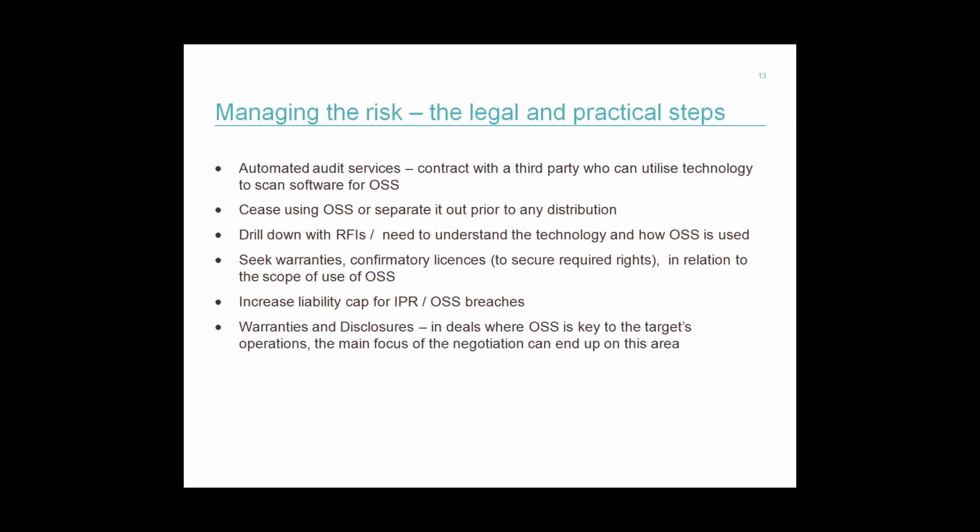Obviously, you can then put in some specific warranties or potentially indemnity protection in relation to any open source use. If you can't get that, look for things like increased liability caps, either in respect of open source breaches or a general IPR indemnity. And other than that, those are really the key ways in which you can mitigate the risk in that corporate context.